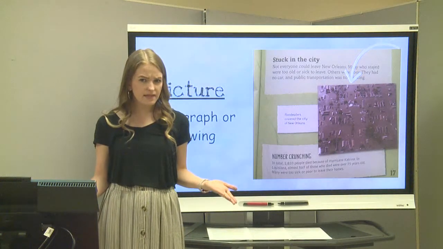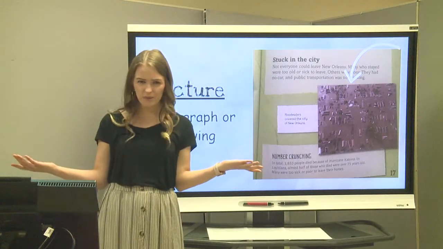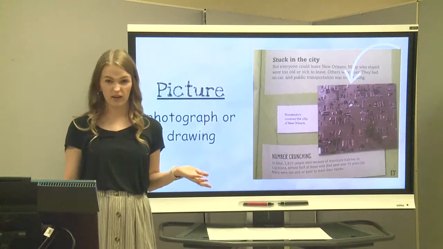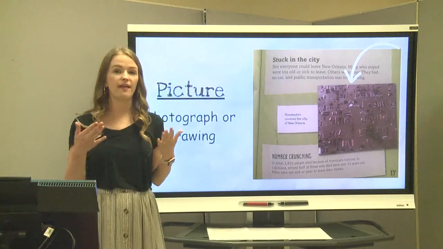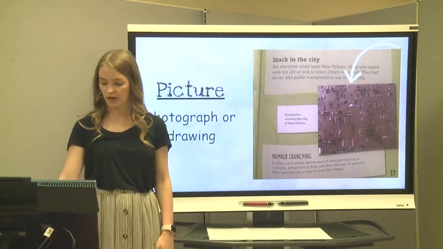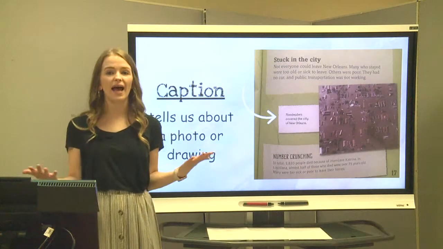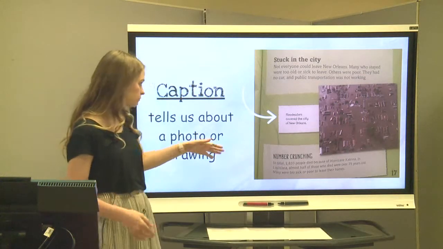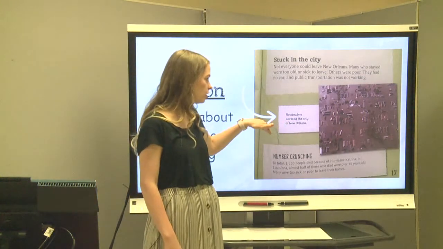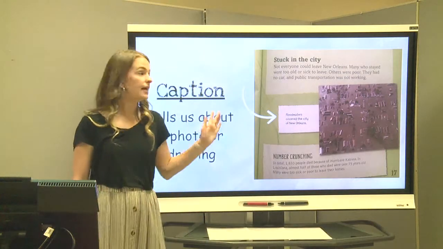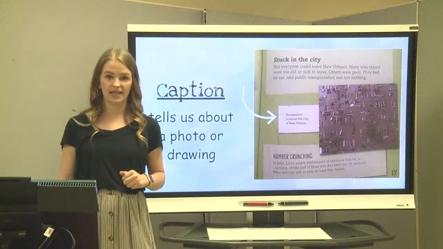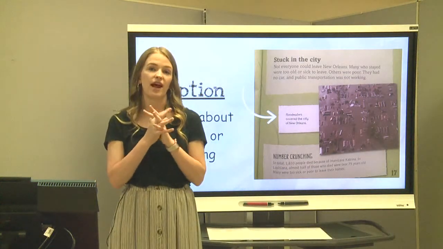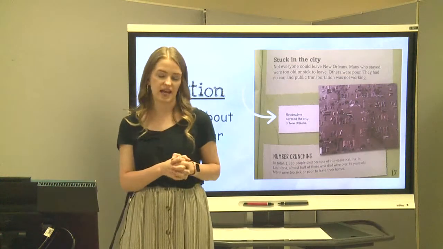Now you may be saying, Miss Manry, how do I know what the picture is of? If I were to look at that, it just looks like a lot of brown. How do you know that that picture is of houses being flooded? Well, your caption tells you what the photo or drawing is about. So here my caption says floodwaters covered the city of New Orleans. It tells me what I'm looking at when I see that picture. So your captions and your pictures work together as a team to teach you in the text.